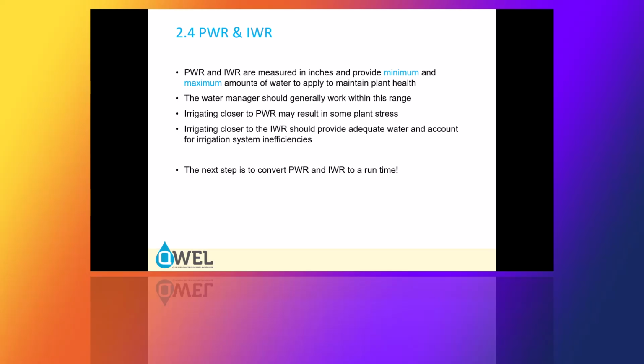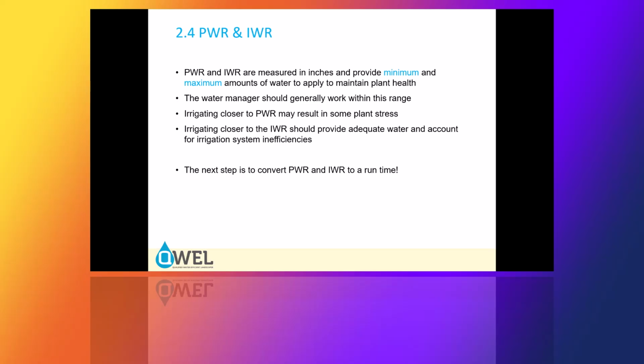If you irrigate closer to the plant water requirement, this may result in some stress to plants in the hydrozone area. If you're irrigating closer to the irrigation water requirement, this should provide adequate water for healthy plant growth and account for irrigation system inefficiencies. So you might be asking, why would I want to do anything near the PWR if it results in some stress to the hydrozone?